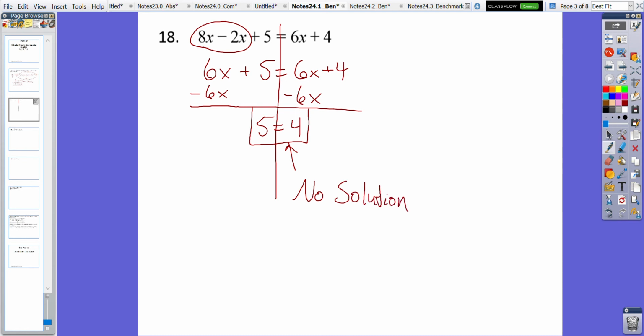No matter how hard we try, no matter what numbers we come up with, there is no value that we can replace x with in this equation that would make it true. Never, it's not going to work, no matter what we do.